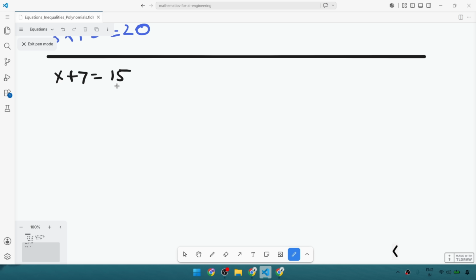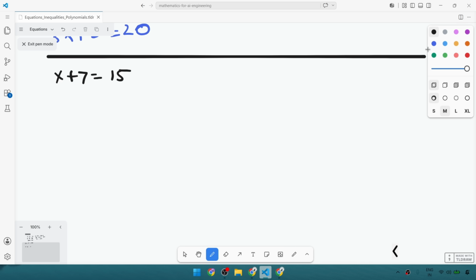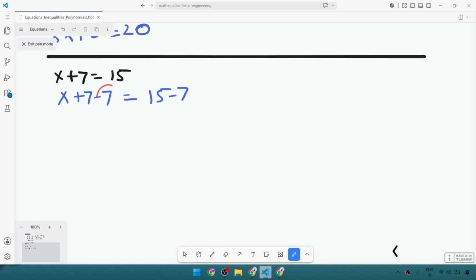And if we will subtract 7 from this side, we are going to get 8. So here we can write it like this: x plus 7, and here we are going to do minus 7, then equals to 15 minus 7. We are going to subtract 7 from both the sides, right? So that's why we have written this minus and then 7.